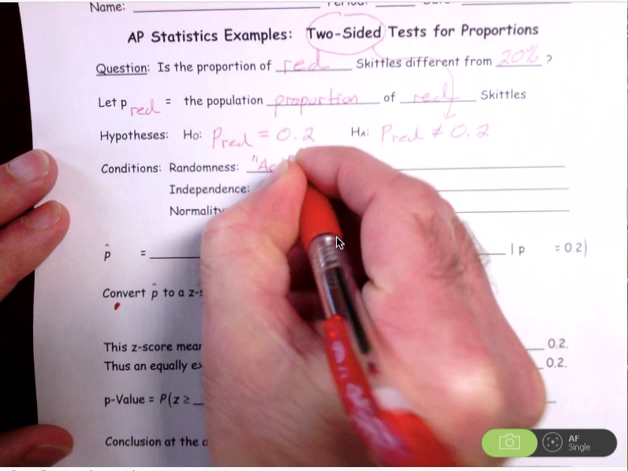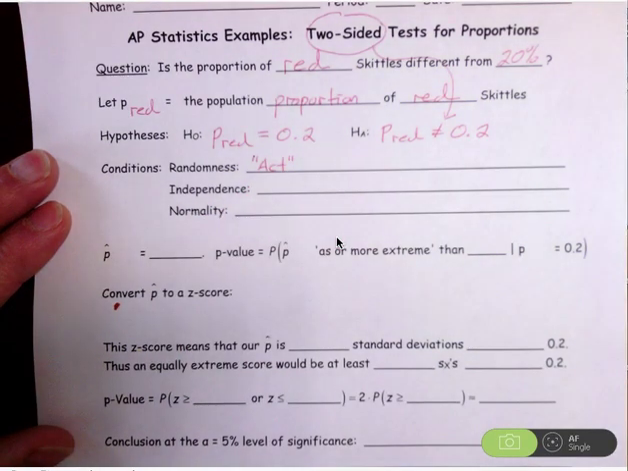I have no reason to believe that it's not random. I have no reason to believe that there's a little Skittles minion putting a specific number of each color in the bag.